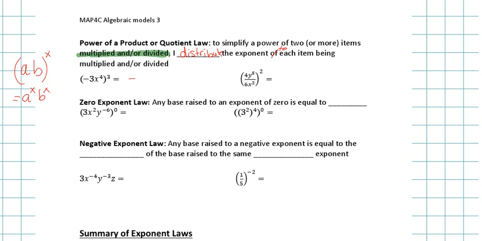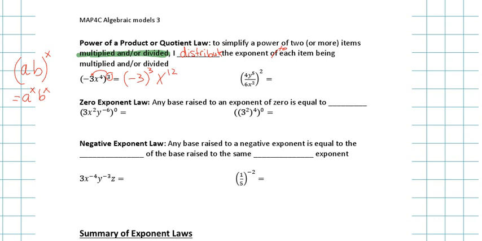So the 3 is going to get distributed to the negative 3, and it's important to put it in brackets. Then you have x to the power of 4 to the power of 3. What happens there? Minus 27 x to the 12. Yes, but first you have to show me this step.